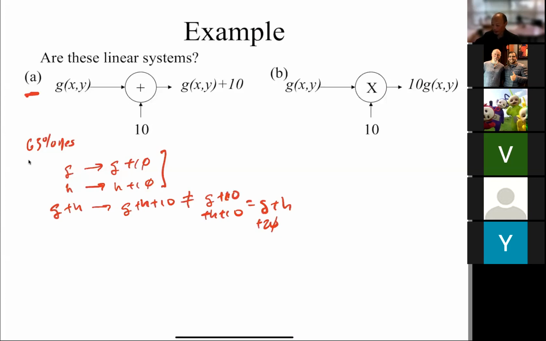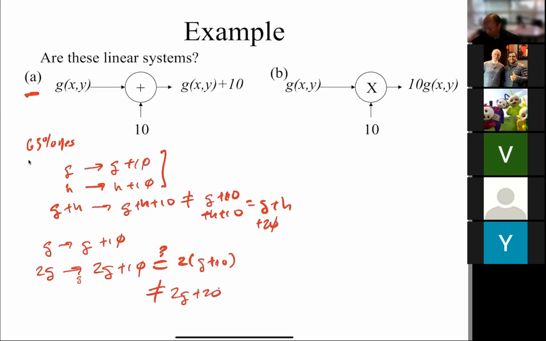But let's actually look at scaling. Let's say we know that G goes to G plus 10. Let's say we come in with 2G. That would go to 2G plus 10. And the question is, does that equal 2 times G plus 10? And that does not equal, because that's 2G plus 20. So in this case, the system is definitely not linear because it does not satisfy additivity, and it also does not satisfy the scaling property.